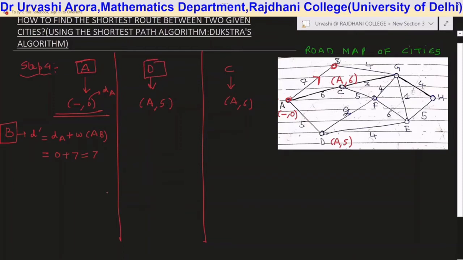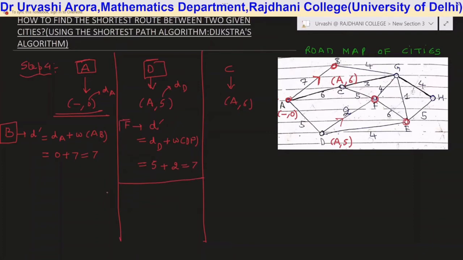Now we take a look at the labeled vertex D. Corresponding to D, there are 2 adjacent unlabeled vertices, namely F and E. So we make the calculations for F and E. For F, we calculate the D dash, the distance traveled till the vertex F, assuming that to reach F from vertex D, we move along the edge DF. So this is dD, the distance traveled till D, which is 5, plus the weight of the edge DF, which is 2. So this is equal to 7. So 7 is the D dash for the unlabeled adjacent vertex F.